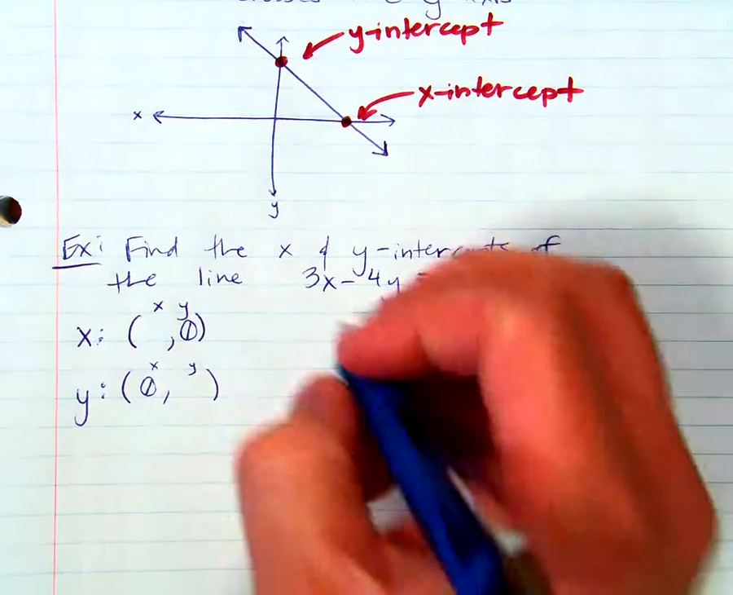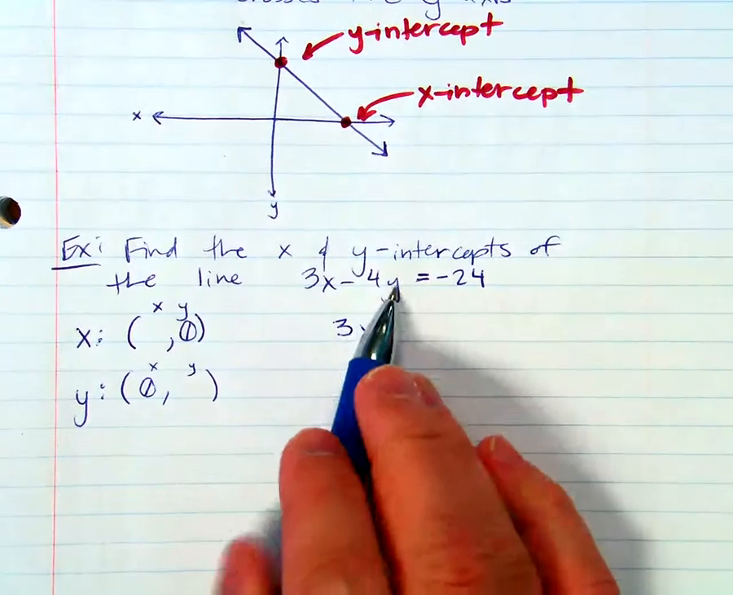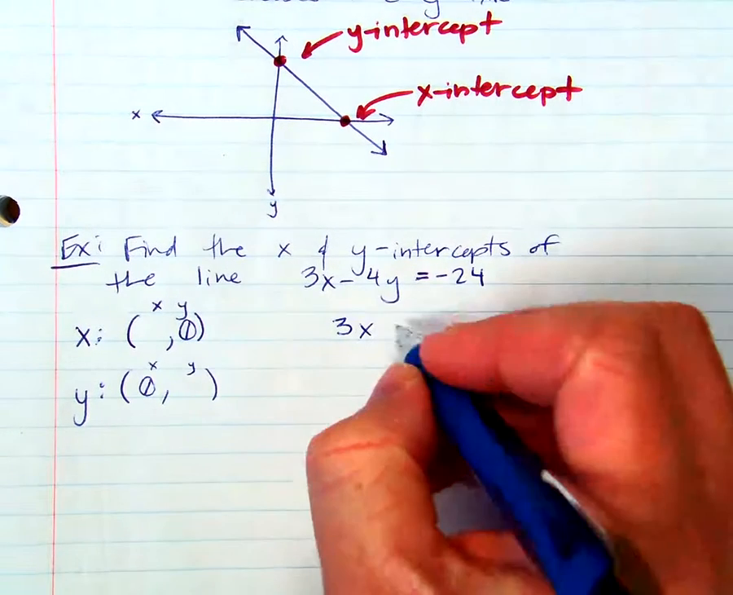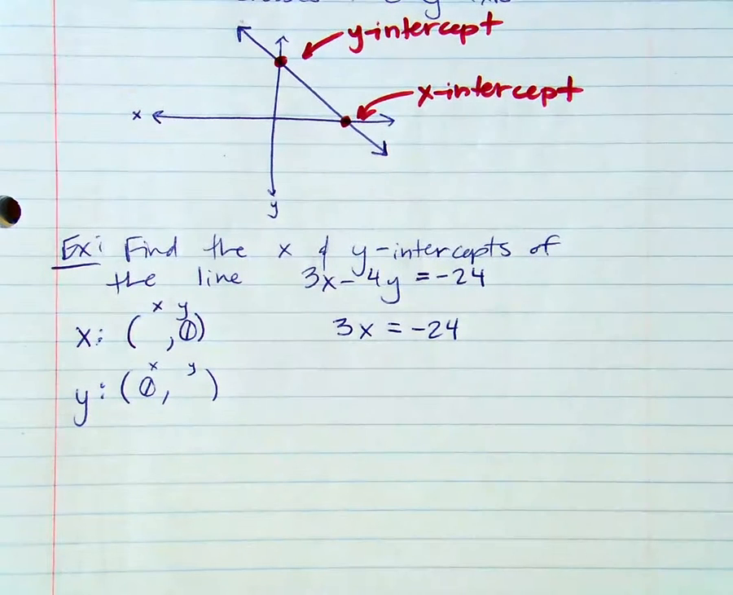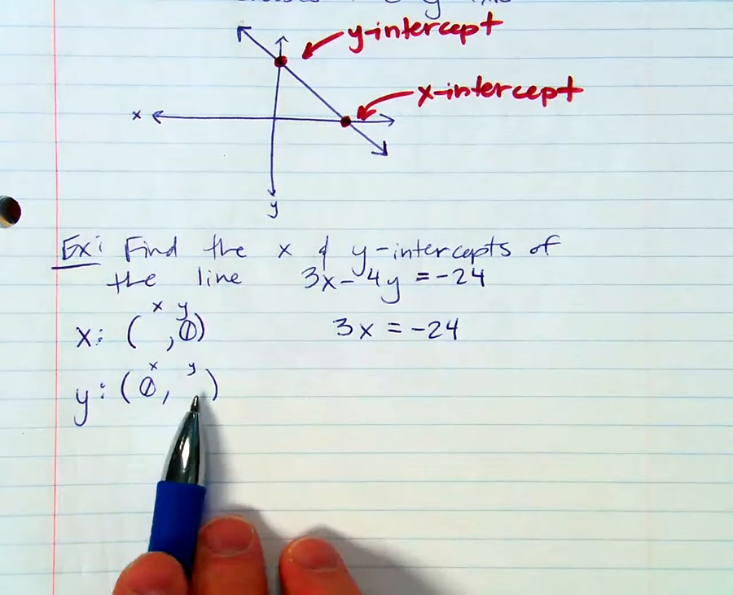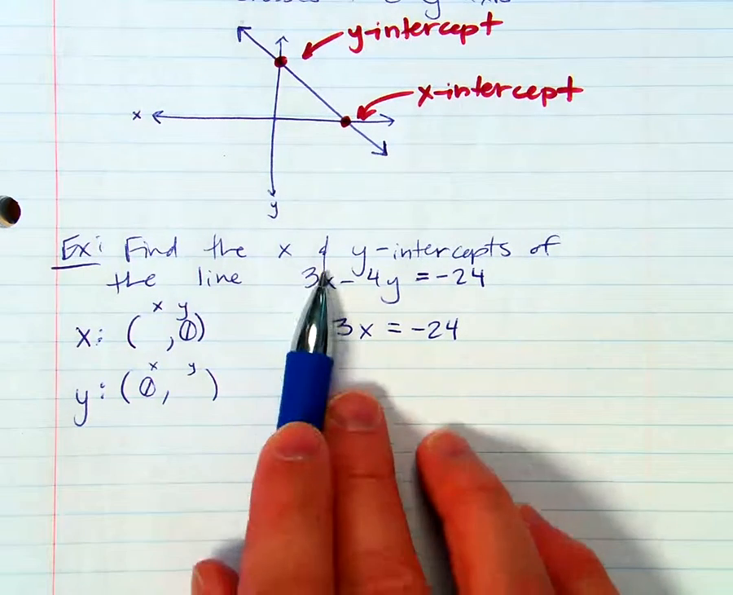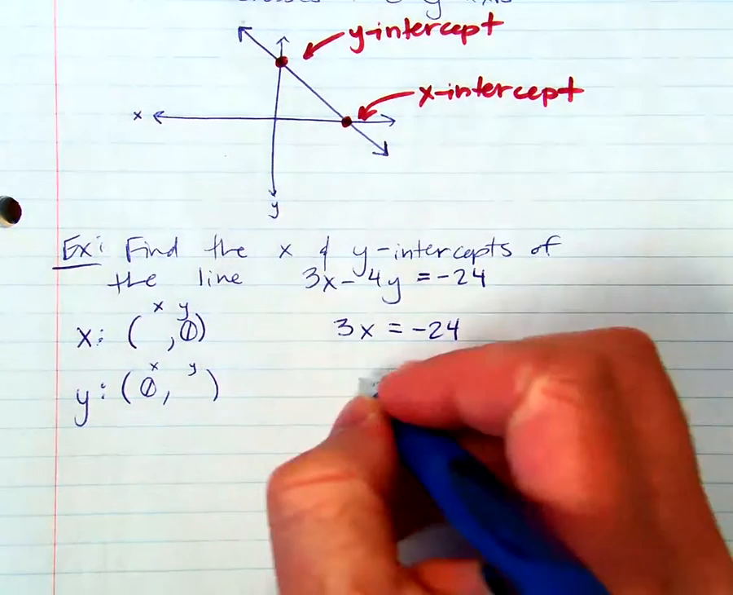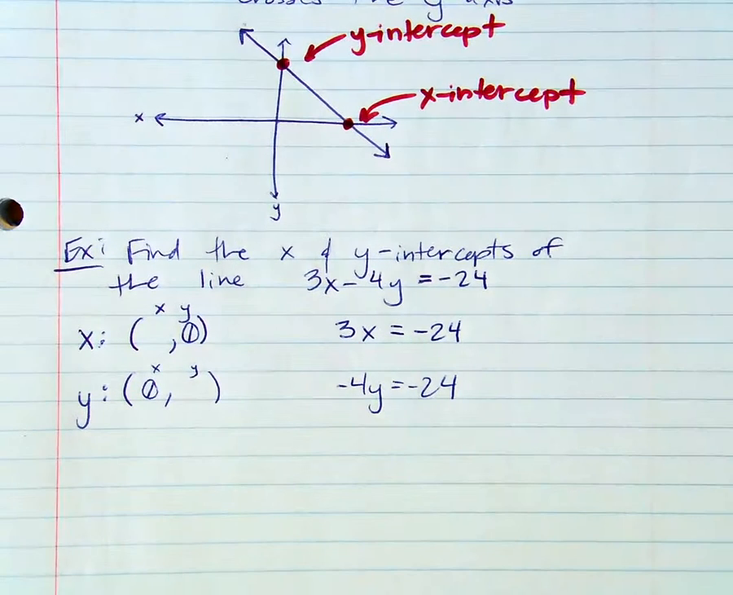So here's what we do. To find the x-intercept, we're going to write this same equation, but we're going to take out the 4y. And it's just going to say 3x equals negative 24. To find the y-intercept, I would plug a 0 in for x, which means x will disappear. So I'll write the rest of it. Negative 4y equals negative 24. Both of these are very simple one-step equations.